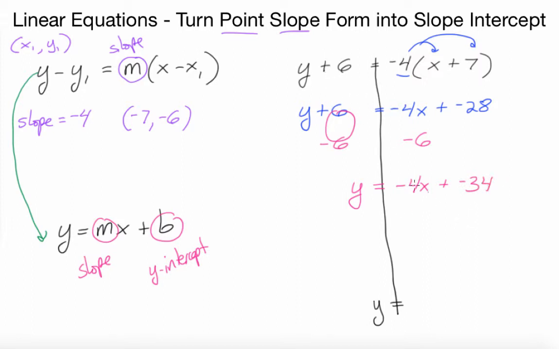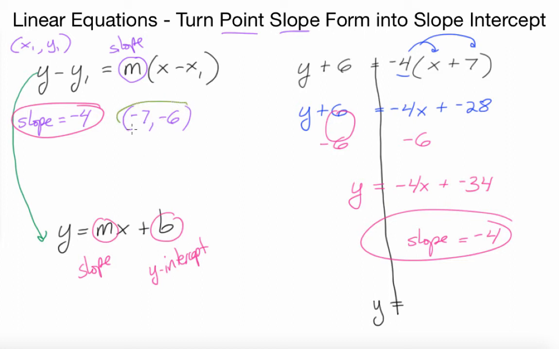So what do we see here? We see we have the same slope. My slope is -4, which, if you're turning a point-slope form into slope-intercept form, it should have the same slope if it's the same line. So that's good. That's kind of a way to check your work. But now we can see that instead of using the point -7, -6, we know the y-intercept is -34.